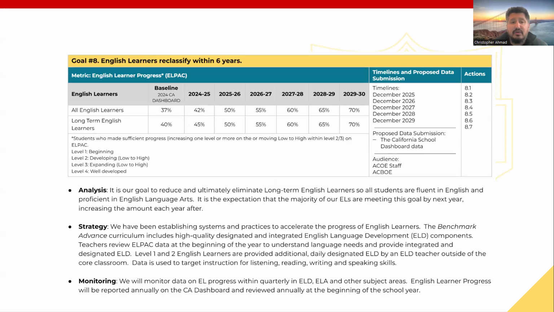With our English language learners, we are determining this based on the progress they're making from year to year. Our goal for English language learners is to see a 5% increase in progress year after year. That means there will be a 25% increase overall after 5 years. We are using the summative LPAC that English language learners take at the end of the year. Once again, we'll be monitoring this quarterly and sharing our progress with the Alameda County Board.